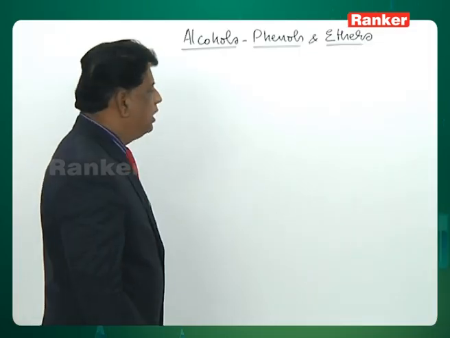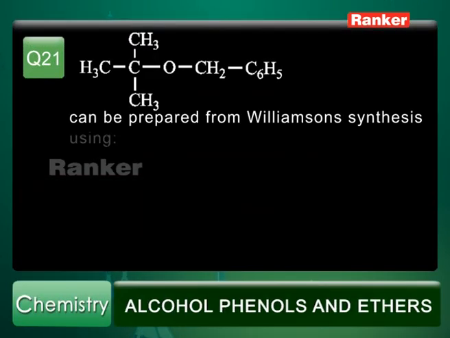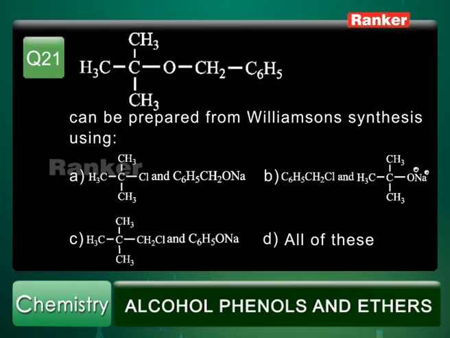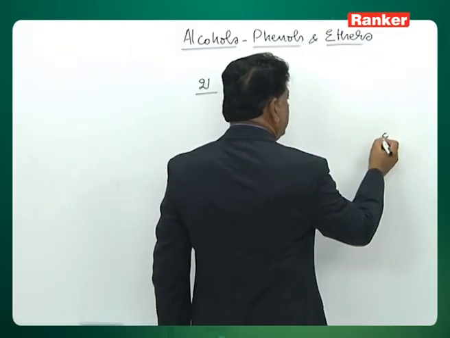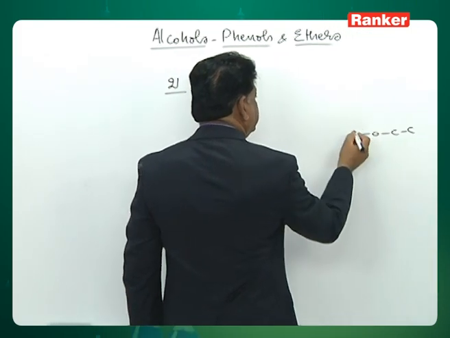Let us go to question number 21. He asked how one particular compound is prepared. It can be prepared by the Williamson synthesis. It is an ether. The Williamson synthesis is a well-known reaction, won a Nobel Prize even.